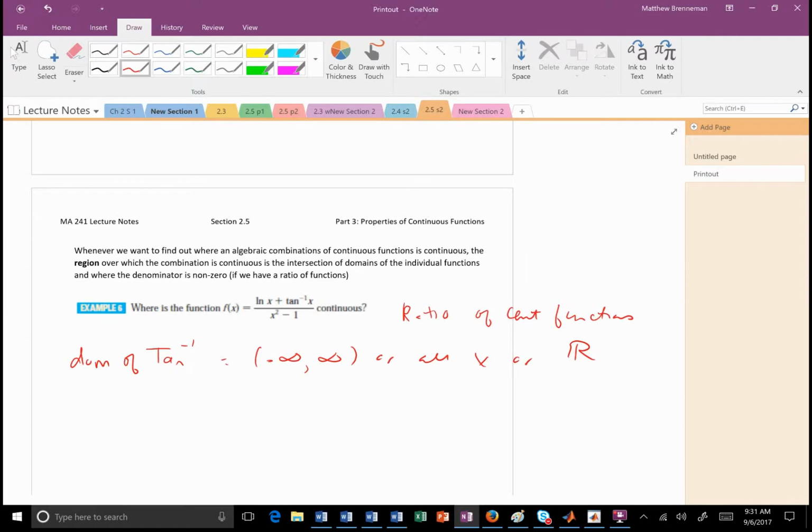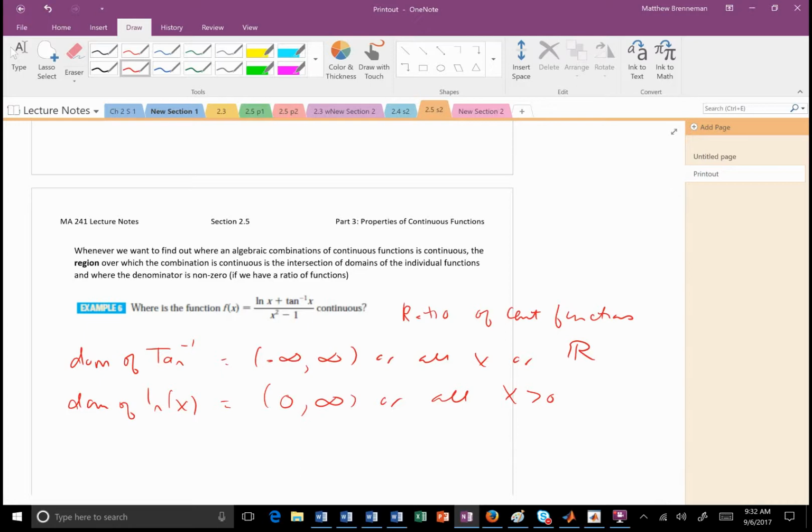Okay? What about the domain of natural log? All positive. So we like natural log. Natural log's an eliminator. It takes a lot of things out, makes life easy. And you can write this as 0 to infinity, or x greater than 0, or all positive x. I don't really care. It doesn't matter. As long as you know.